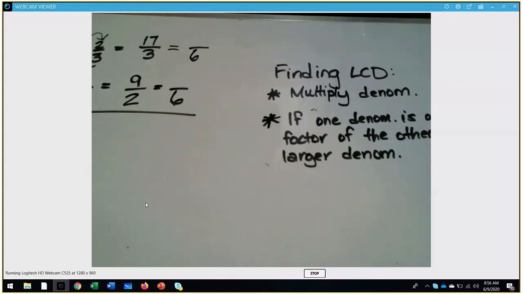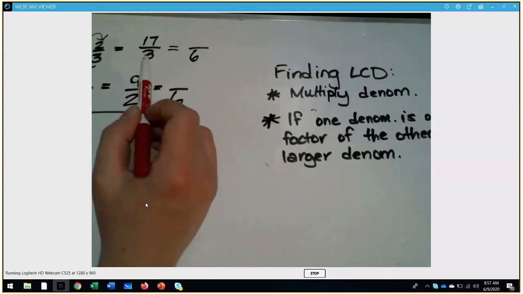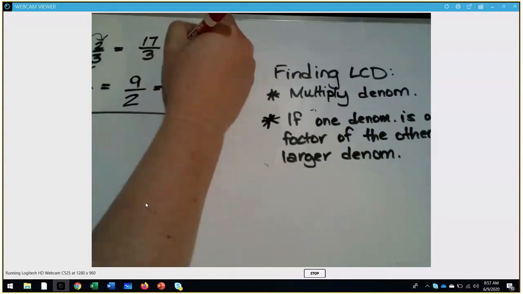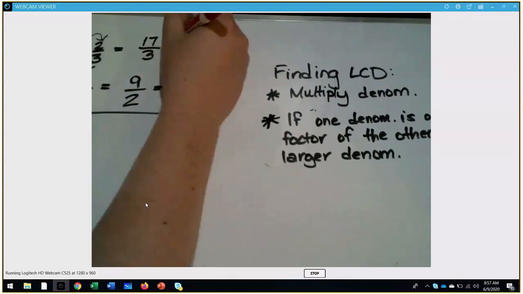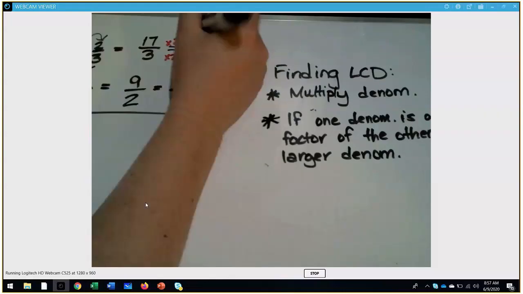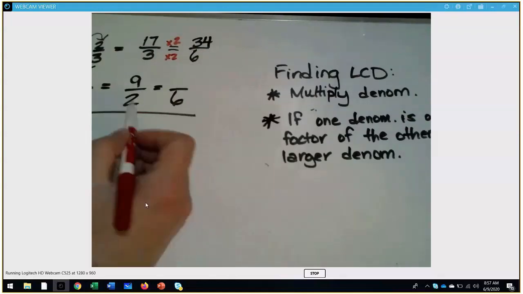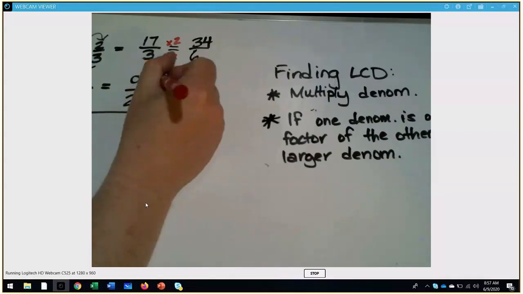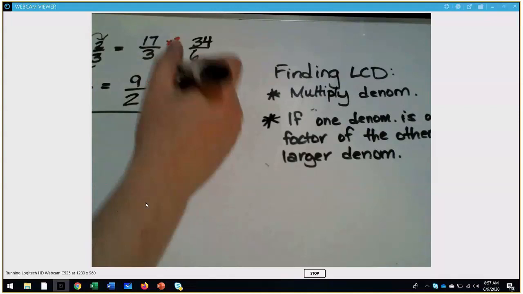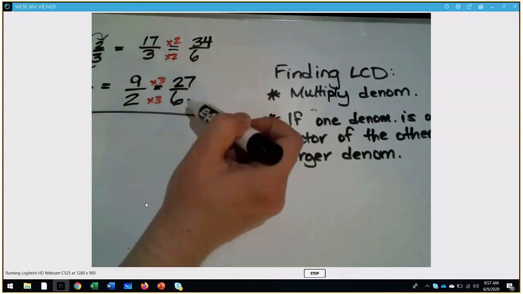Okay, next step. We got to make the numerators match what we just did. So 3 times 2 gave us 6 for the first one, so 17 needs to be multiplied by 2, which is 34. And here, it was 2 times 3, so it's going to be 9 times 3, and that's 27.